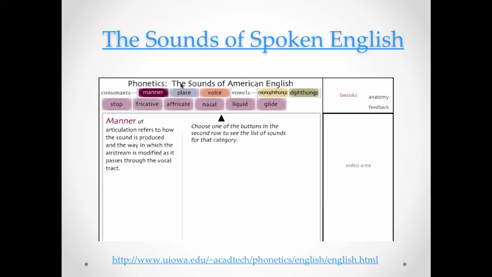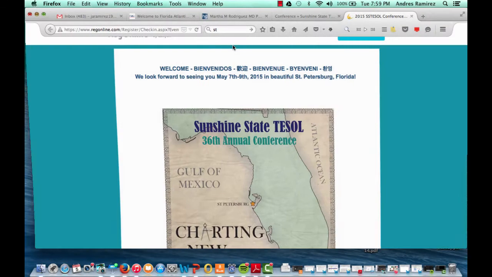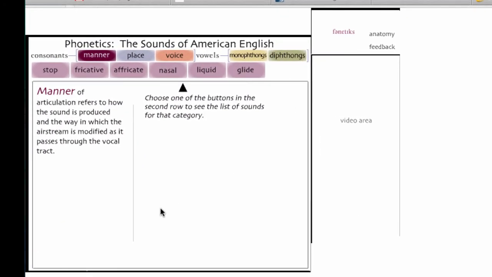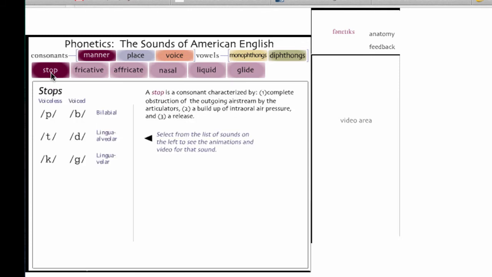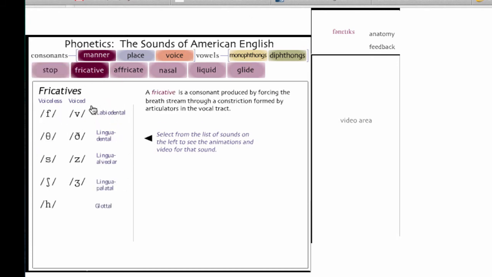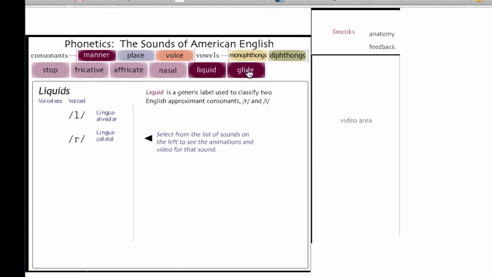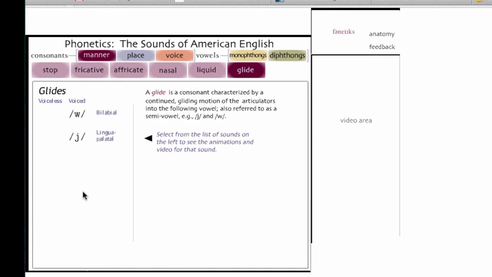If you want to practice this much more, I invite you to go to this website. This website, as you could see, shows you all the stops in English. These are all the stops, and they also tell you the place of articulation. It shows you all the fricatives, all the affricates, which are only two, nasals, liquids, and glides. This is covered in your reading.